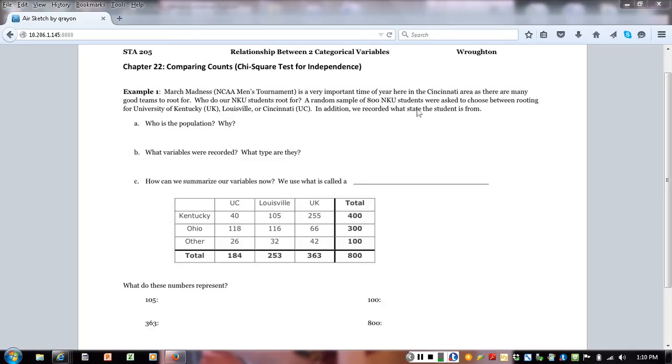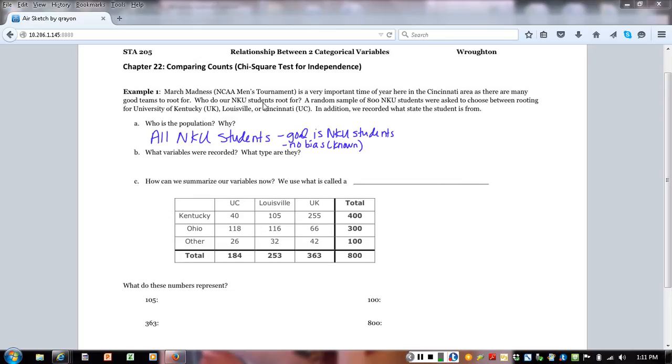So let's talk about where we get our sample from and figure out maybe if we can make it bigger. We have 800 NKU students. Our goal is to find out who NKU students root for. So is NKU students the population based upon our sample as well? Yep, we're taking a sample of NKU students. Nothing we should really be worried about here. The goal is NKU students. They want to see who NKU students root for. We don't have any known bias with our sample, so we should be okay with it being all NKU students.